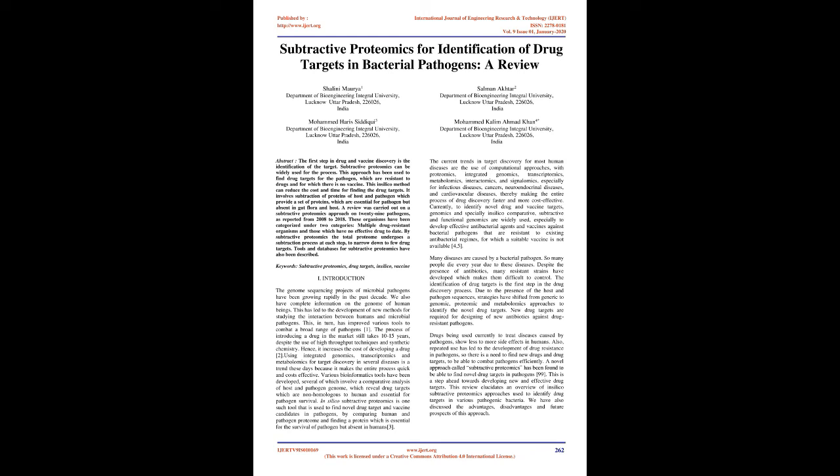It involves subtraction of proteins of host and pathogen, which provides a set of proteins which are essential for the pathogen but absent in gut flora and host. A review was carried out on a subtractive proteomics approach on 29 pathogens, as reported from 2008 to 2018. These organisms have been categorized under two categories: multiple drug-resistant organisms and those which have no effective drug to date.